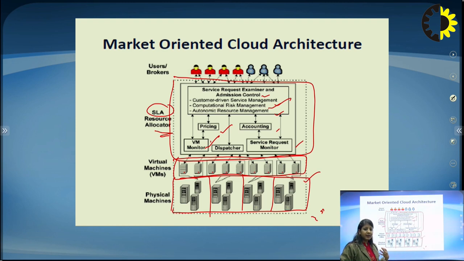and the pricing scheme means whatever the resource is going to be, the customer is going to be charged higher. So what should be the pricing scheme there? And the dispatcher will allot the resources to the customer. And after that, we have the accounting and service request monitor.